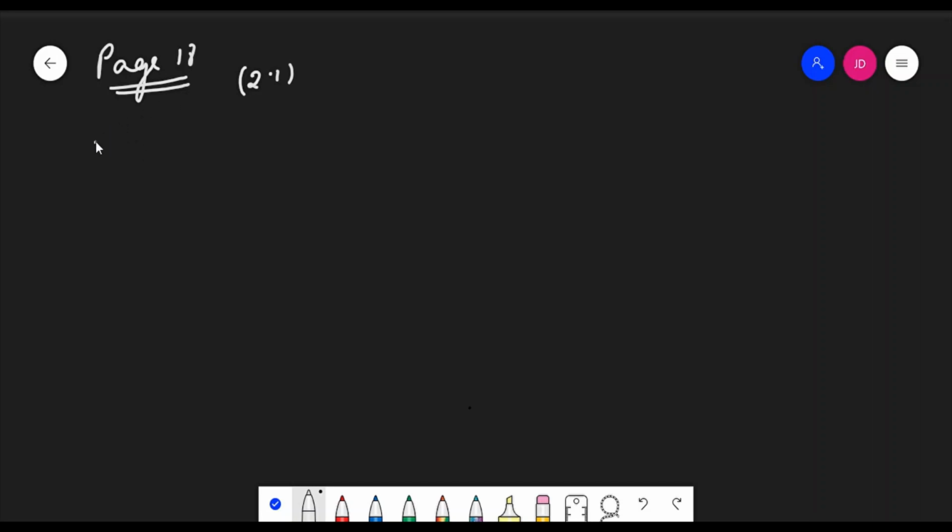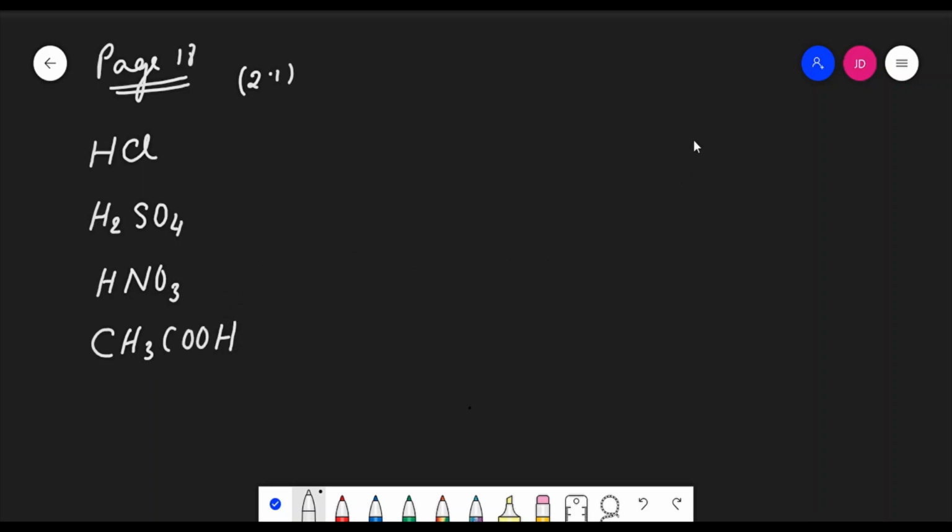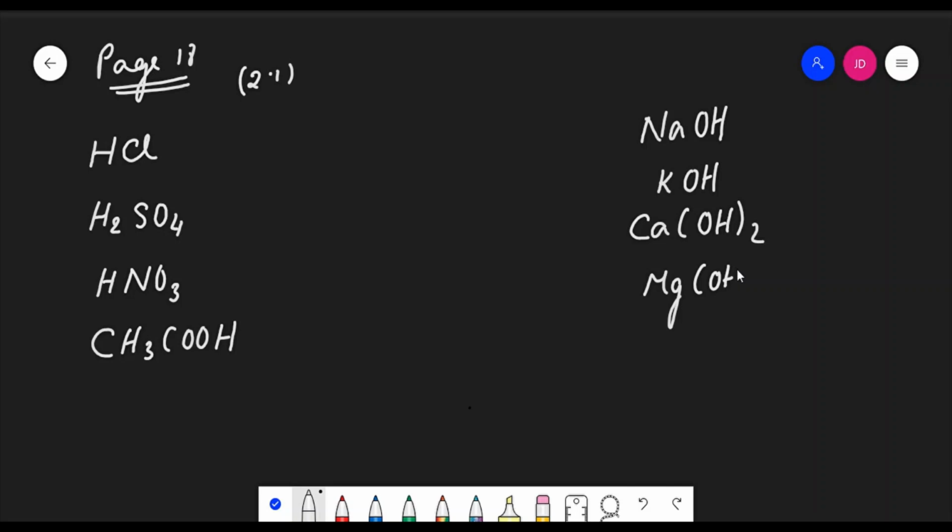The acids given here are HCl, H2SO4, HNO3, and CH3COOH. And if you go on the other side, your bases are given as NaOH, then we have KOH, then you have Ca(OH)2, Mg(OH)2, and the last was NH4OH.